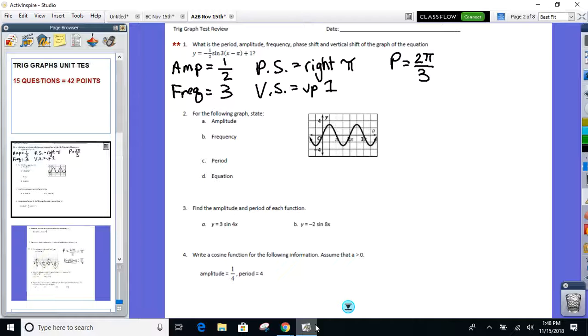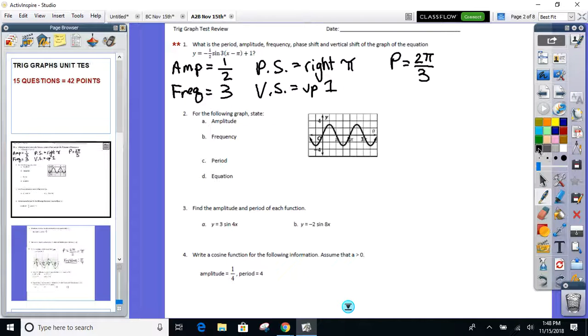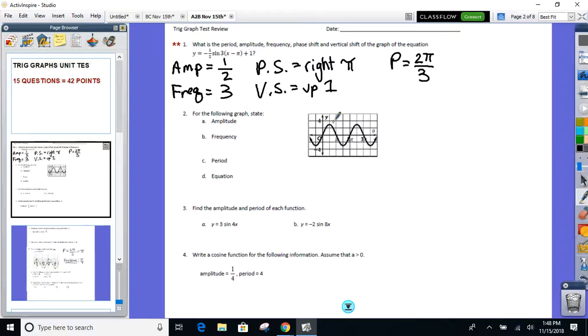Given the graph now. Given the graph, amplitude. Now I know it's max minus min divided by 2, but can you tell me something about the max and the min? They're the same. Well, 3 and negative 3, right? So what's my amplitude? 3. Done.